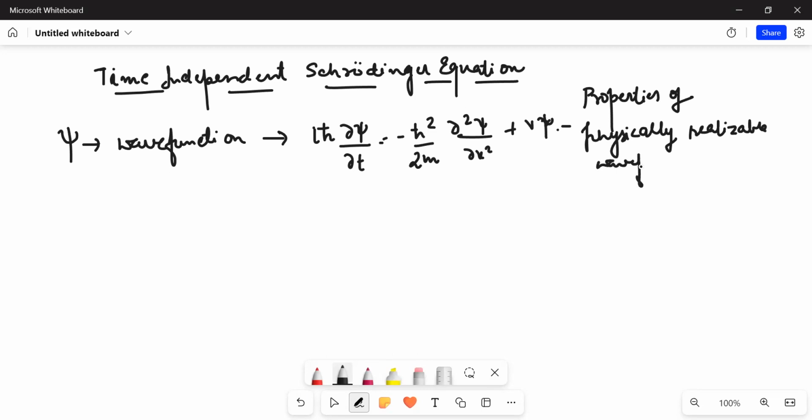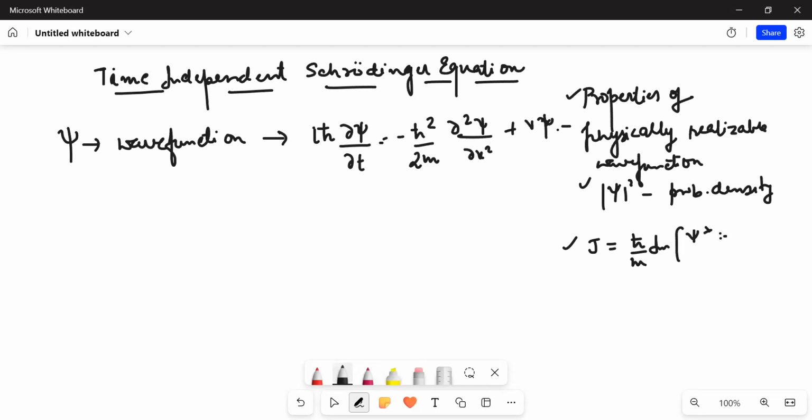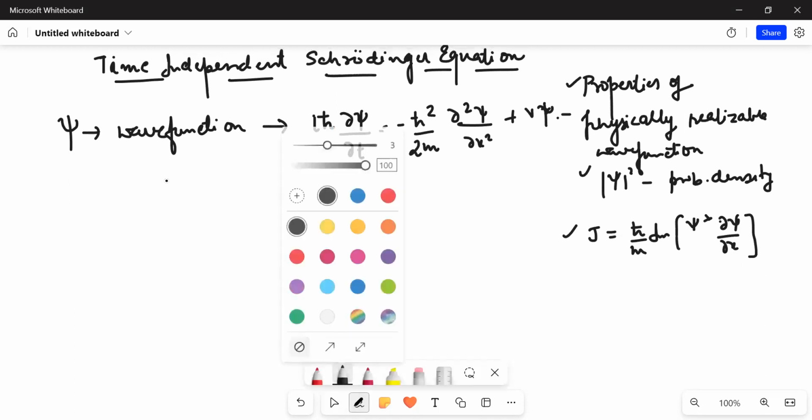Also, we've seen another associated term to psi mod whole square. Psi mod whole square represents probability density. And there is another term called J, which is the probability current. So we have seen all these things in greater detail in previous lectures.